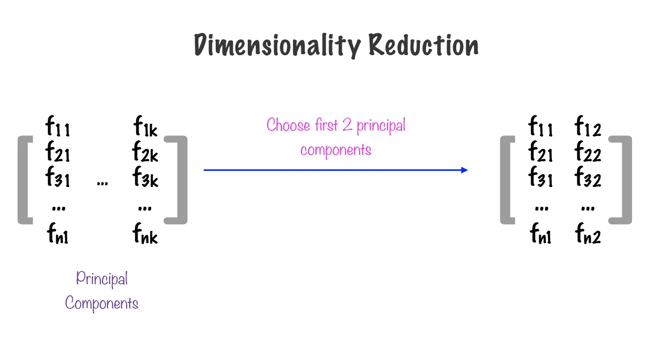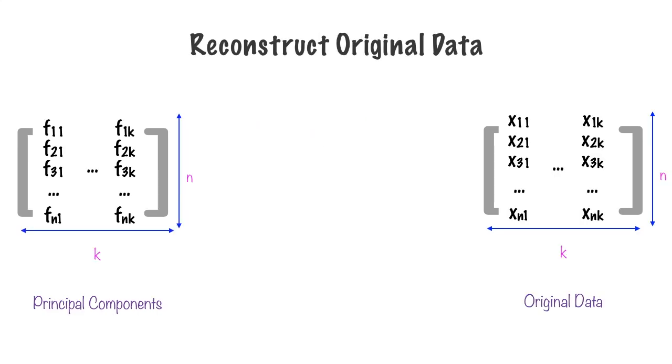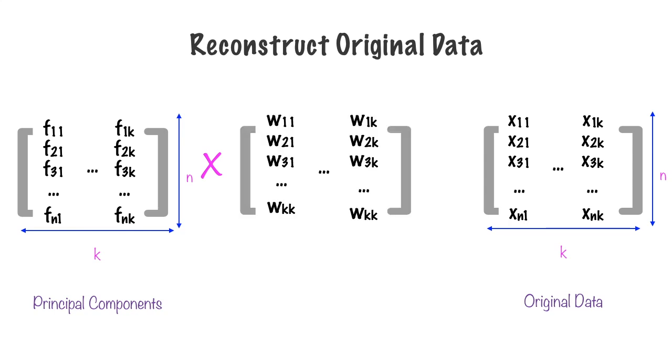Let's say you choose the first two principal components. Now, you can always reconstruct the original data from the principal components that you have. You have the principal components, you simply multiply it using a weight vector that is generated during the PCA process. This weight vector is a k by k matrix where k is the number of axes in the original data and is a measure of the contribution of each of the principal components. Multiplying the principal components by the weight vectors will give you the original data back. This allows you to reconstruct the original data.